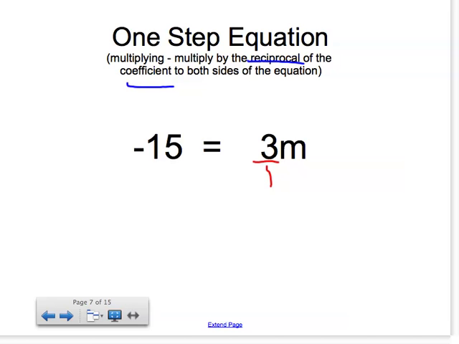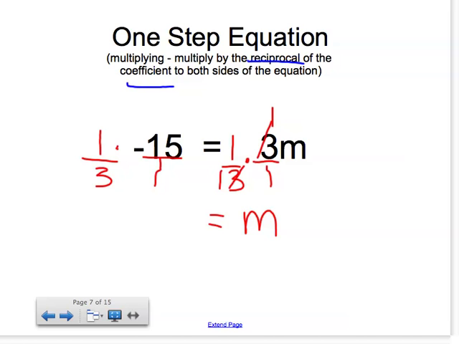So let's multiply by the reciprocal of the coefficient. Reciprocal of 3 over 1 is 1 over 3. I'm going to do it to both sides of the equation. All right. Then we simplify. Okay, a third. 3 and 3 share a factor of 1. It looks like we're just left with 1m.